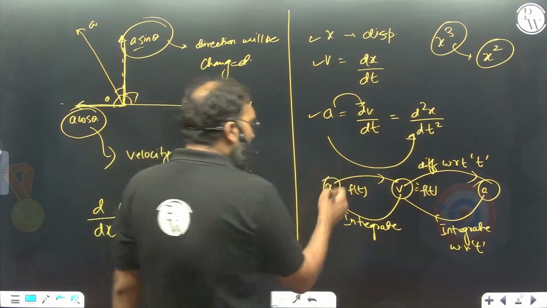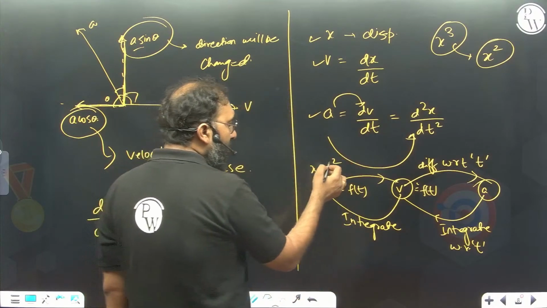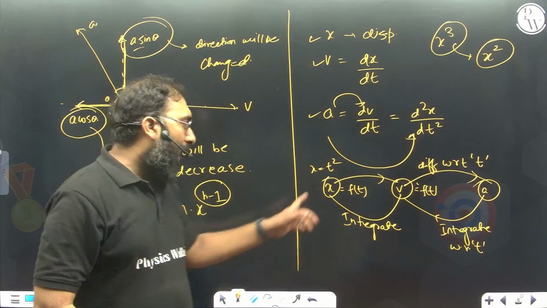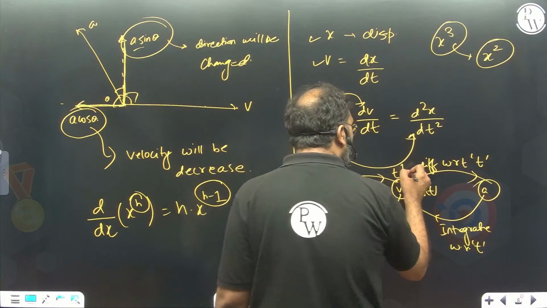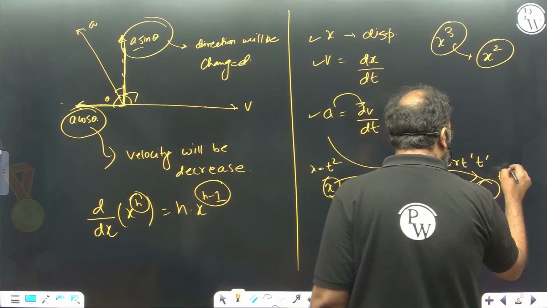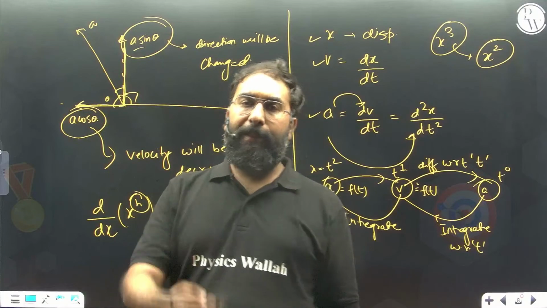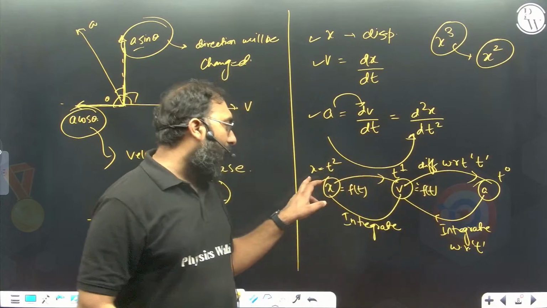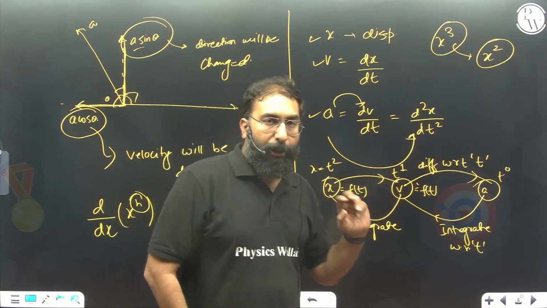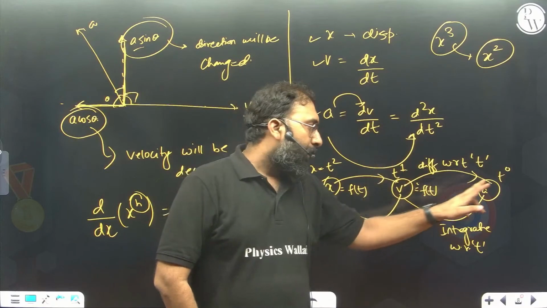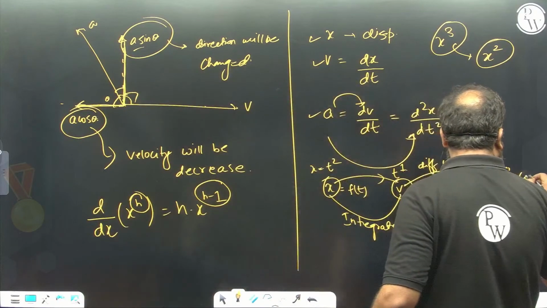So let's say this was a function x equals some t square kind of function. It has degree 2, and after one differentiation the degree becomes 1, which means it is a linear function. After one more differentiation it becomes a function of degree 0. And a function of degree 0 is nothing but a constant function. So whenever the displacement is a function of t raised to the power 2, velocity should be a function of t raised to power 1, and acceleration will be a function of t raised to the power 0, which means it is a constant function.